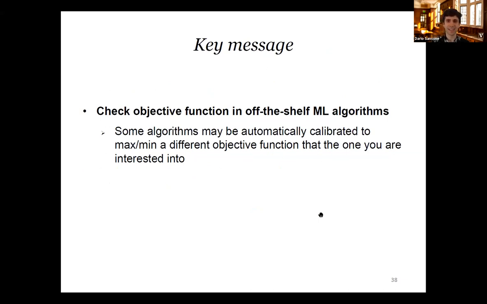So the key message here is that as economists, write a model and think which goodness of fit criteria makes sense for you to use to compare and calibrate your model. And also, since now there are dozens of off-the-shelf algorithms which you can use by just running one line in Stata, Python, R, or MATLAB, please read the documentation and check that what the algorithm is using automatically to calibrate the model makes sense in your application. Because otherwise you may conclude that machine learning does not do well, but it's because it is targeting something which is not your objective.